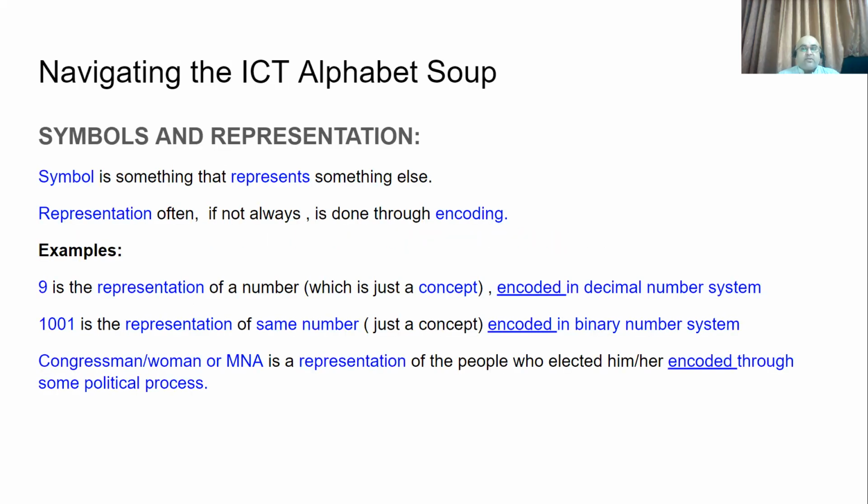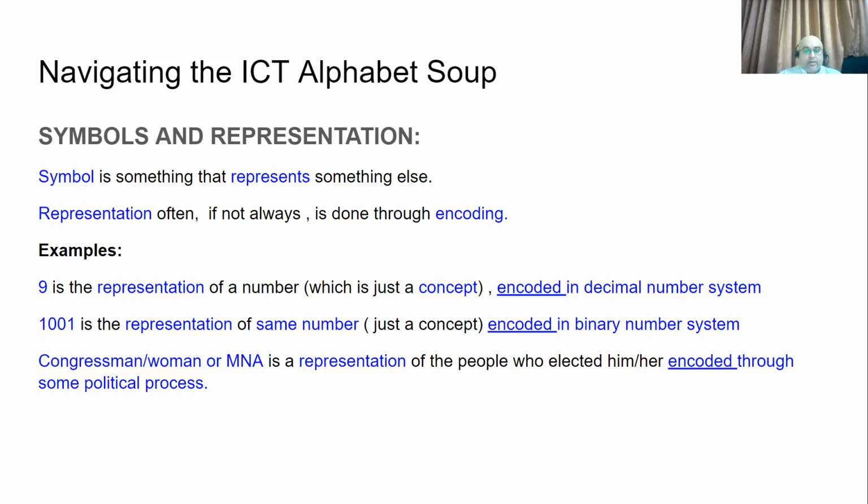All right, so now we come to the concept of symbols and representation. Okay, so what really is a symbol? The term is used in common natural English language as well, and pretty much in the same manner as it is used scientifically. It's not too different. So a symbol is just something that represents something else. That's about it. A symbol is something that represents something else. Okay, simple, isn't it, right? And that representation often, almost always, if not always, is done through encoding, right? So we'll explain that in examples.